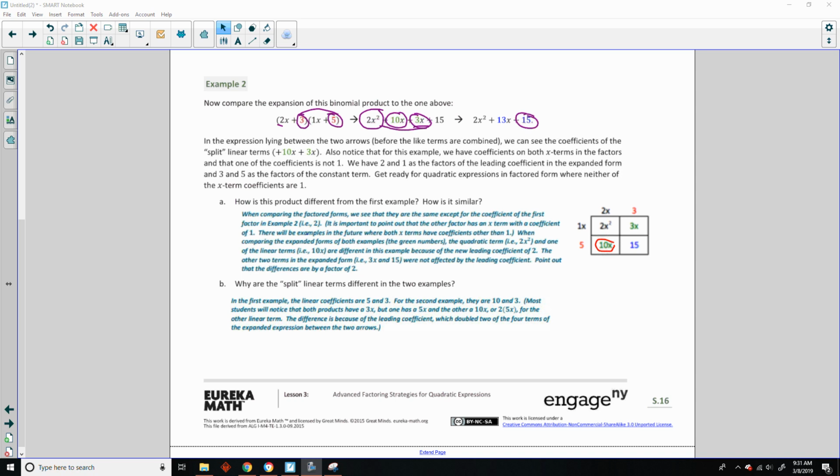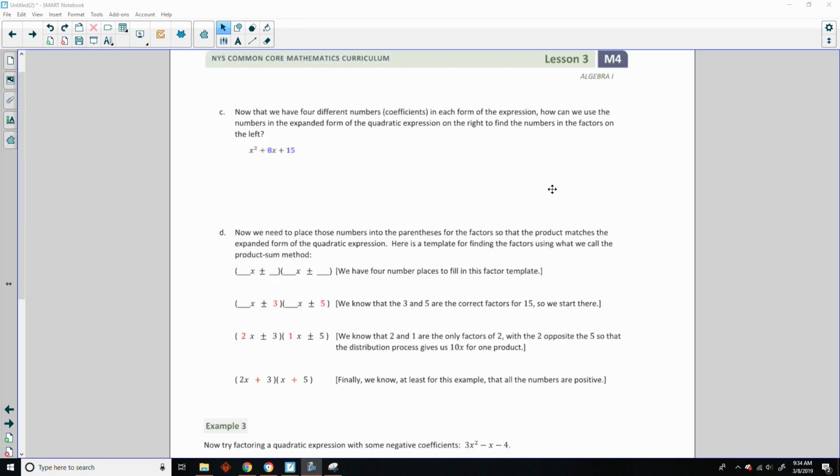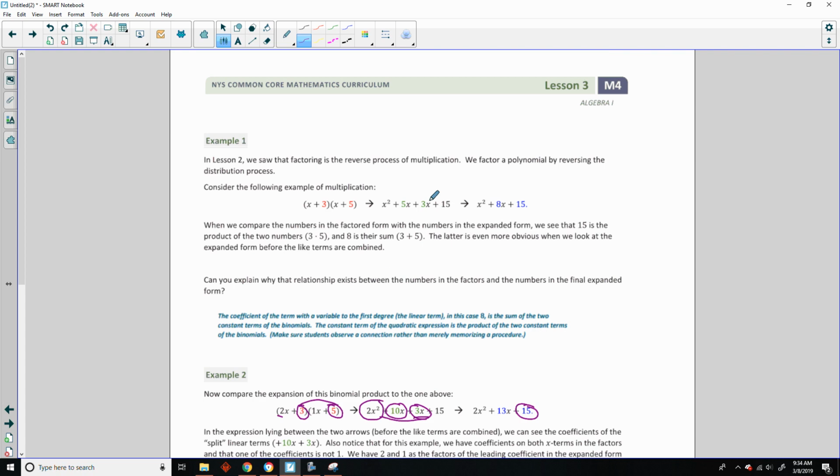Okay, this next page here explains their way of doing this, but I have a different way that I prefer. If your teacher does it this way, that's fine, but I prefer this. It says that now that we have 4 different numbers, coefficients in each form of the expression, how can we use the numbers in the expanded form of the quadratic expression on the right to find the numbers in the factors on the left? So what they're talking about is, if we have this here, how do we find these factors over here?